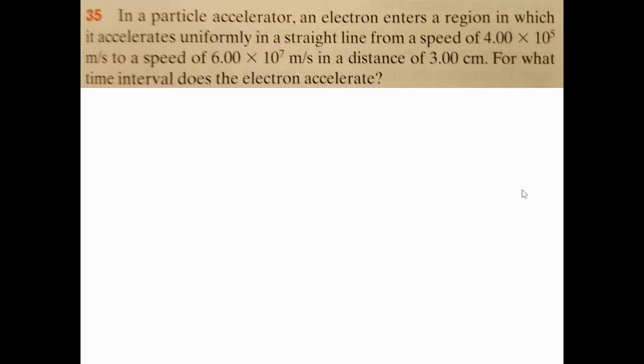So here you have to find the time for the acceleration, how much time is required for the electron to accelerate. Again, you have to write what is given in the question. The initial speed of the electron is given. My initial speed of the electron is 4 multiplied by 10 to the power of 5 meter per second. Likewise, the final speed of the electron is given, v, which is equal to 6 multiplied by 10 to the power of 7 meter per second.